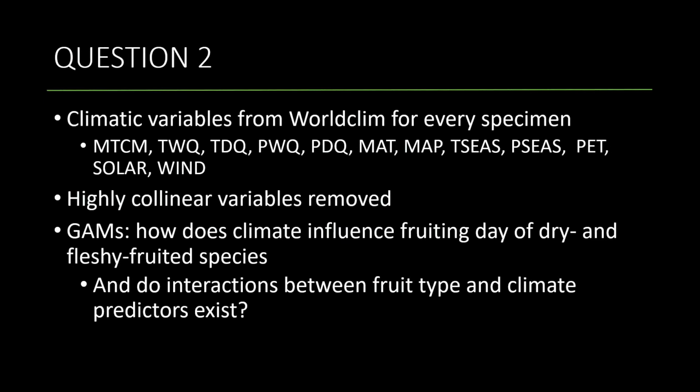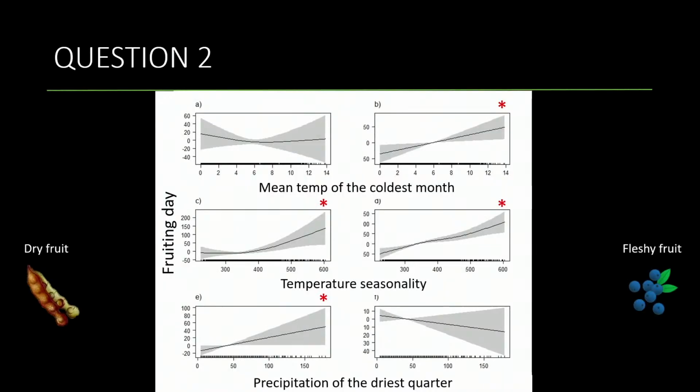We then ran generalized additive models to assess how climate influences the fruiting day of dry and fleshy fruited species, and we used an interaction term between fruit type and climate predictors because we were specifically interested to see whether there were different patterns for the two fruit types. So this is what we found. We have a red asterisk, it's a significant result. And I'm only showing the significant variables.